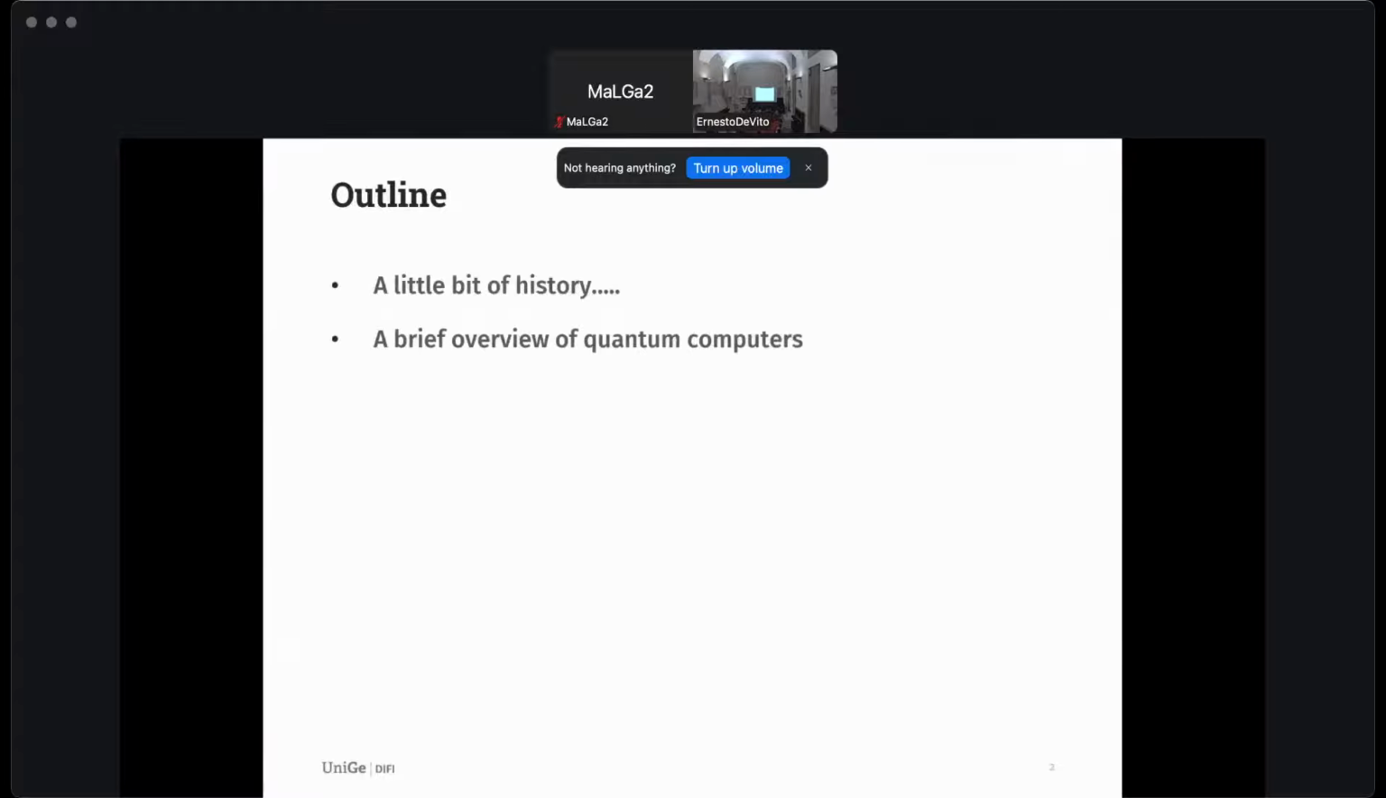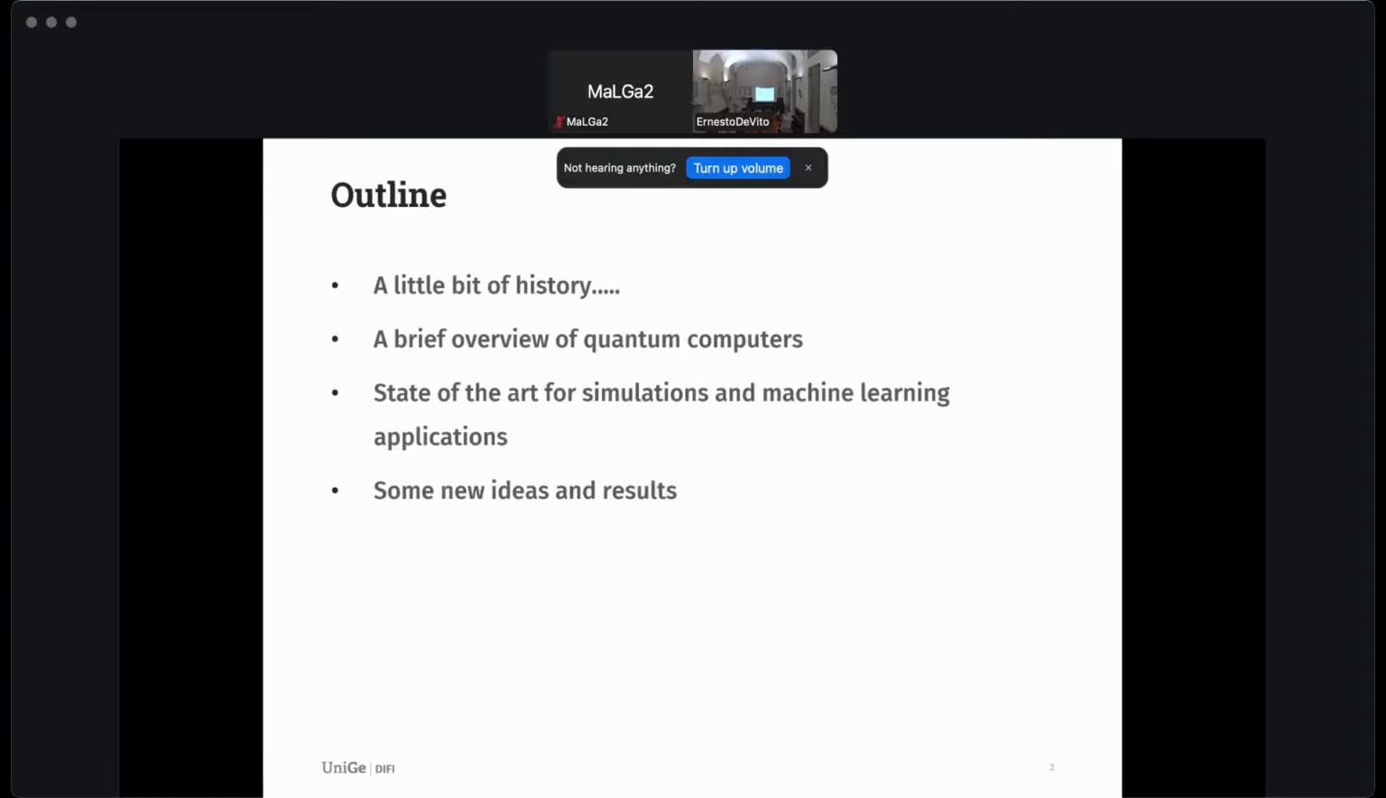Then, since I don't know how many of you know about quantum computers, a brief overview of what quantum computers are, and their possible application to machine learning, at least as they are now in the literature. And then some new ideas and results, a few results and a few ideas that we have. It is work in progress; we have just started.